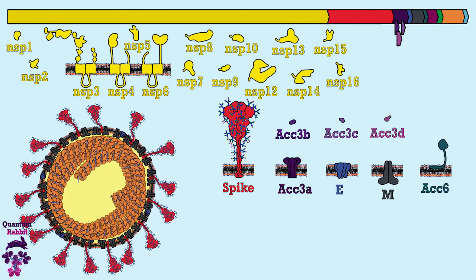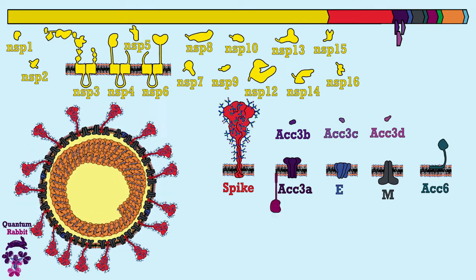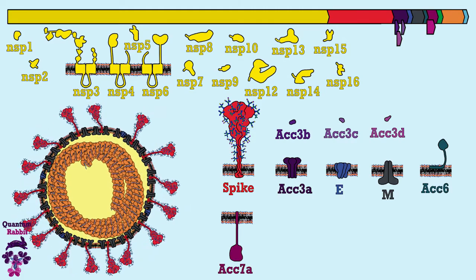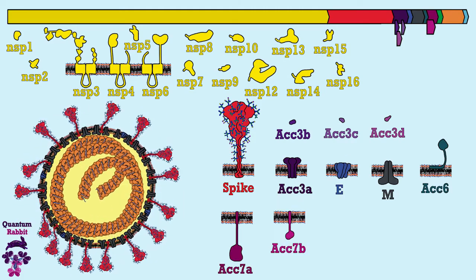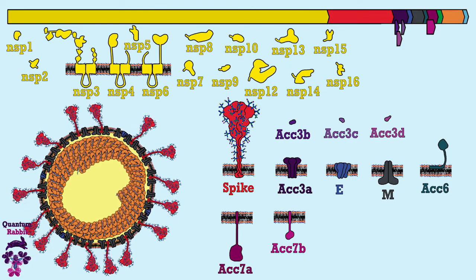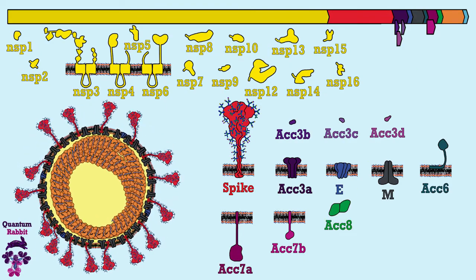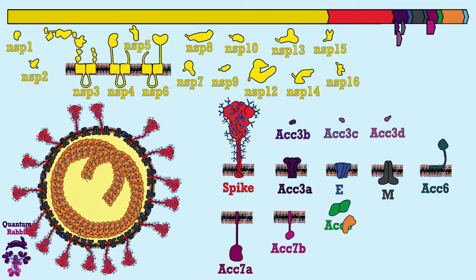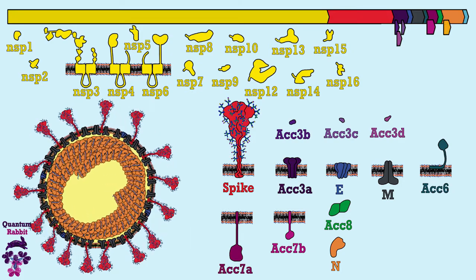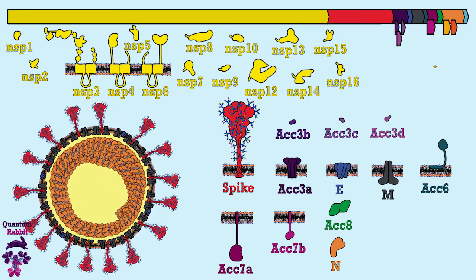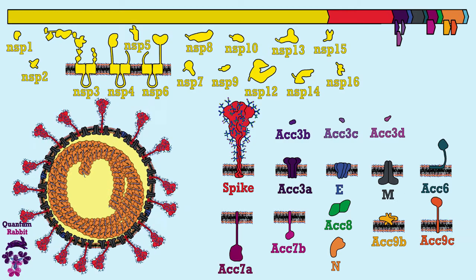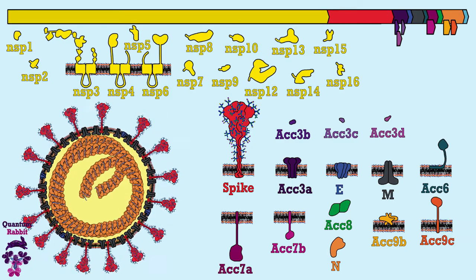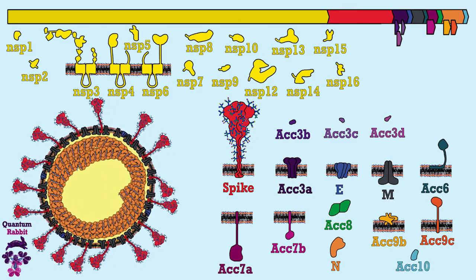The seventh gene codes for accessory protein 7A and contains an overlapping gene that codes for accessory protein 7B. The eighth gene codes for accessory protein 8. The ninth gene codes for protein N, but contains 2 overlapping genes that code for accessory proteins 9B and 9C. And lastly, the 10th gene codes for accessory protein 10.